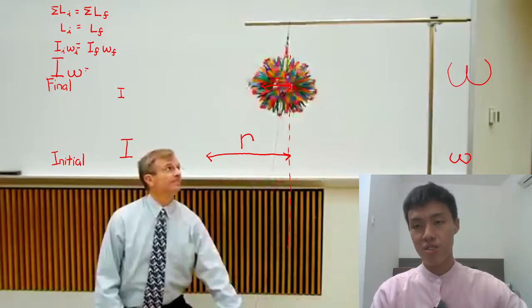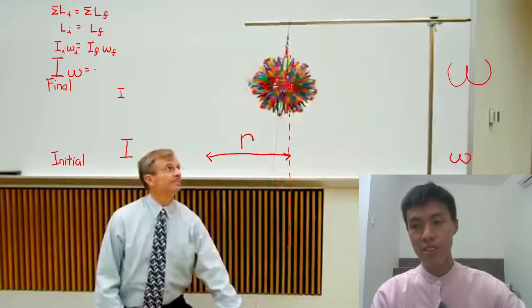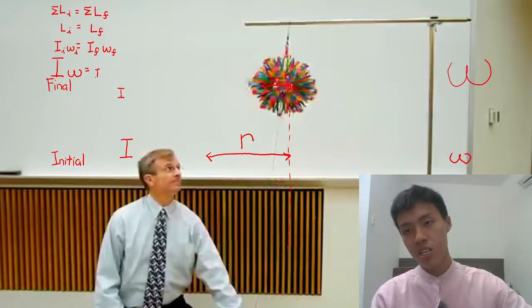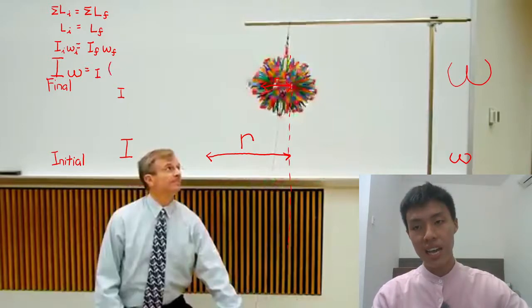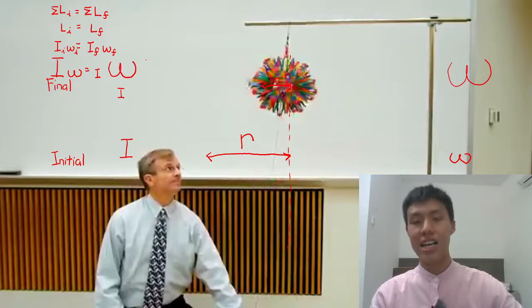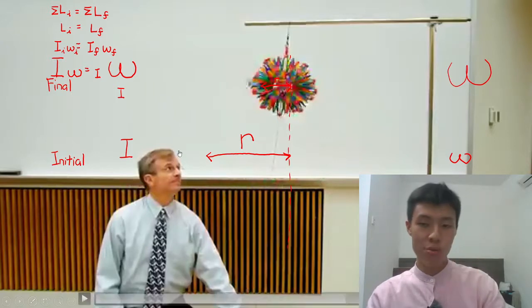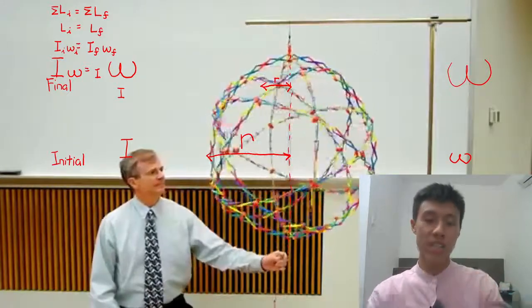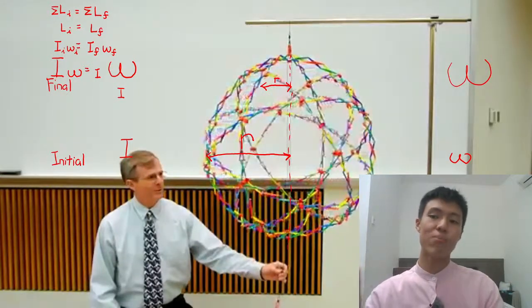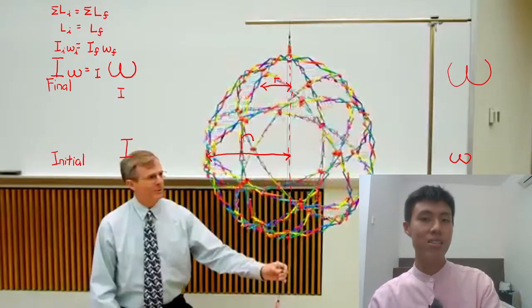Okay, nothing really special. But when I contract the Hoberman sphere, the moment of inertia gets smaller because the distance gets smaller. So if the moment of inertia gets smaller, naturally the angular velocity will become larger because both sides have to be equal. That's why this Hoberman sphere spins faster when it contracts compared to when it expands. Okay, so that's the practical application of the principle of conservation of angular momentum in this particular situation.